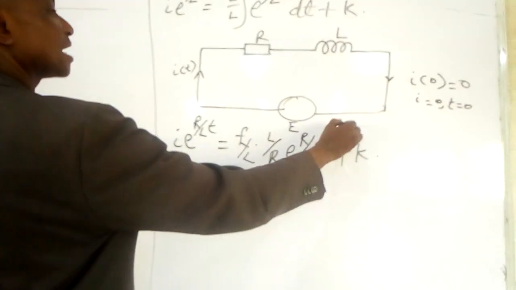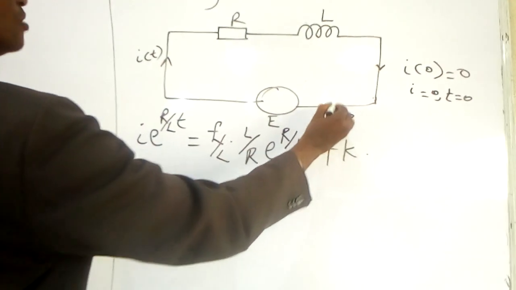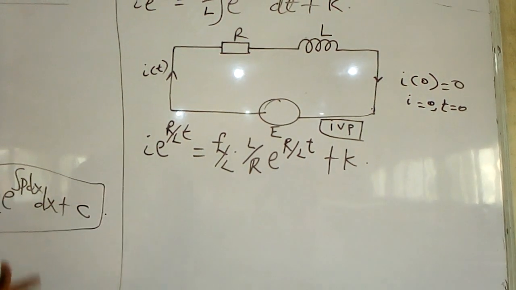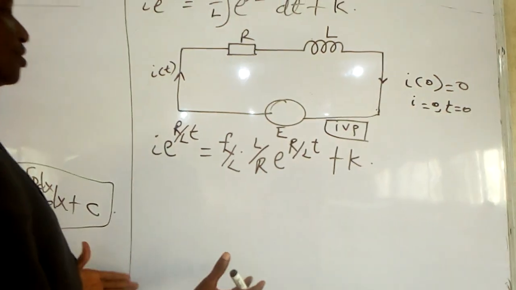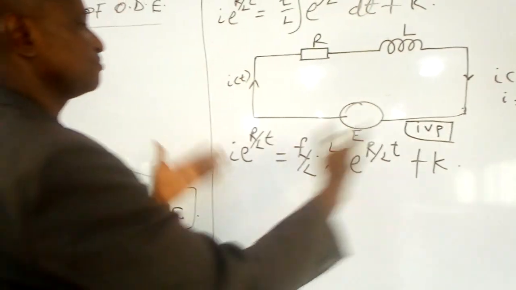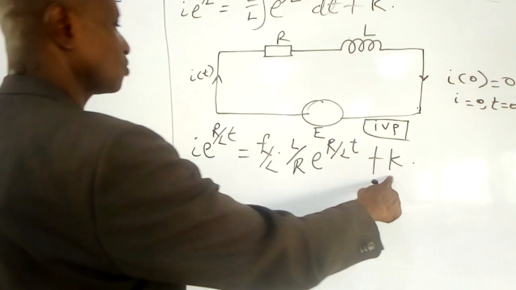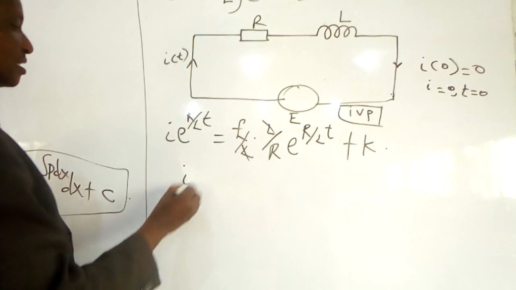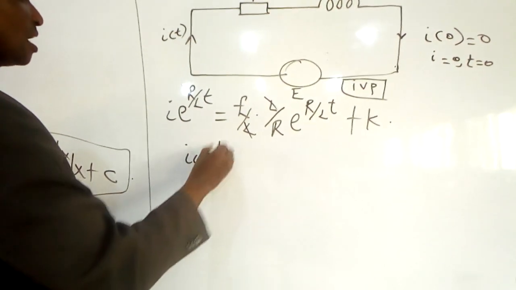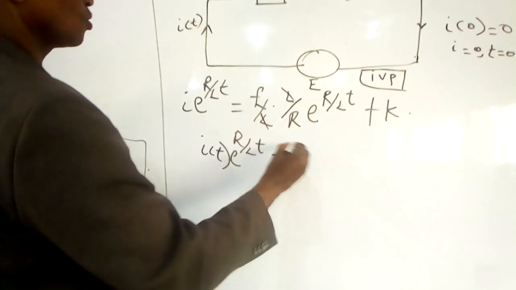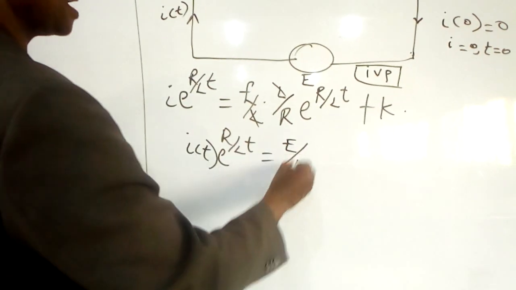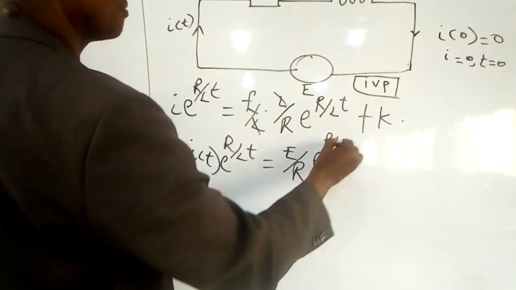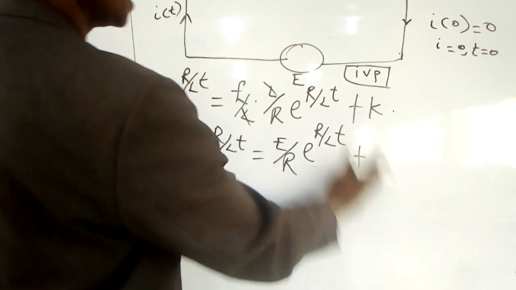we are considering an IVP, an initial value problem. An initial value problem is, after solving the differential equation, you'll be given values, numbers to fit in for some of the variables to get the value of constant K. So, at this point, inductor cancels inductor, and we have current as a function of time times exponential R over L t is equal to E, the electromotive force, divided by R, which is the total voltage running the circuit, times exponential R over L t plus arbitrary constant K.